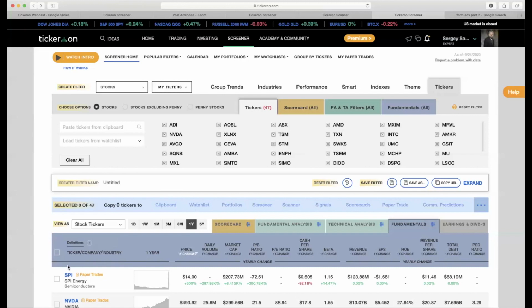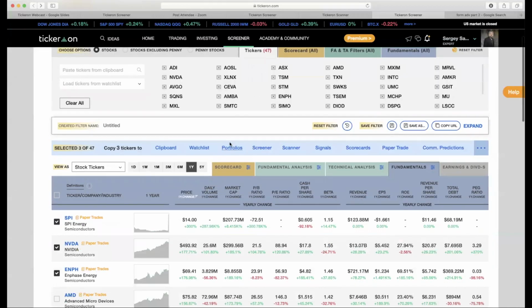But very much this blue bar, you select whatever you want, right? And then you use the clipboard, watch list, portfolio, screener, scanner, signals, scorecards, paper trade, community predictions. Community predictions, we haven't touched on that. Pretty much what the community predictions do is you click on them and they give you what the community thinks. Here at Tickeron, we've been building quite a trader community. It started out where we had a lot of experts coming in and not as many new traders, but this year especially, we've had a huge influx of new traders. So we get a lot of people giving their opinions, giving their predictions, and we like to share that with the community. We like you guys to see what you're showing to each other. So that's what community predictions does.